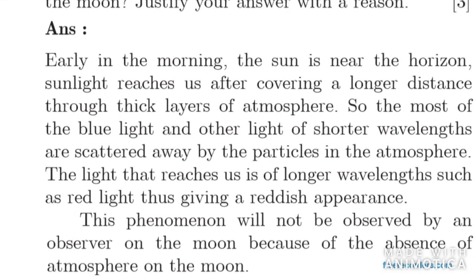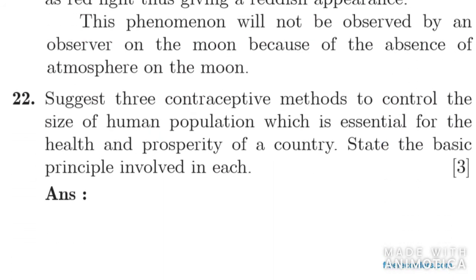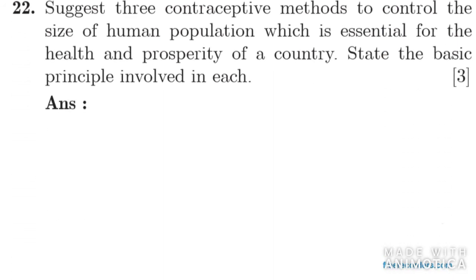You can note down this part from this para. Question number 22 says, suggest three contraceptive methods to control the size of human population, which is essential for health and prosperity of a country. State the basic principle involved in each case. So in this we have to write about three methods.